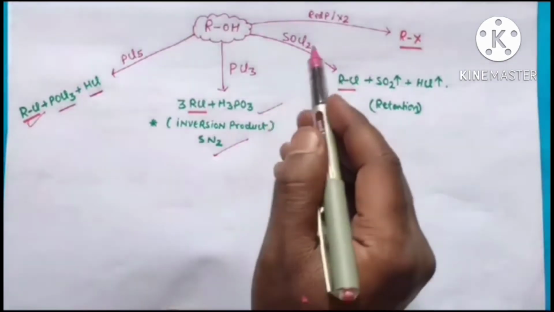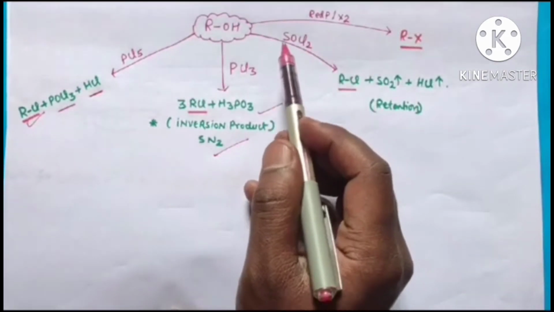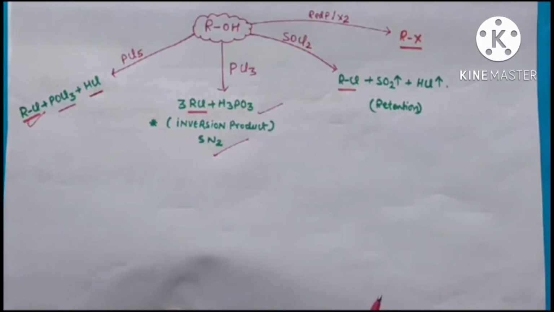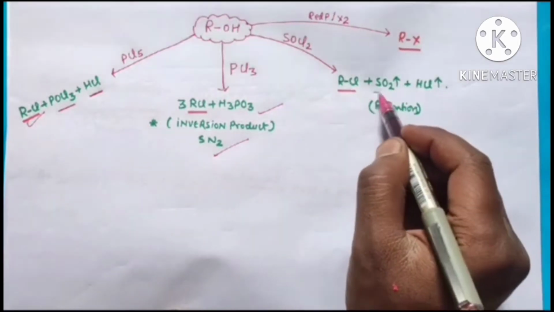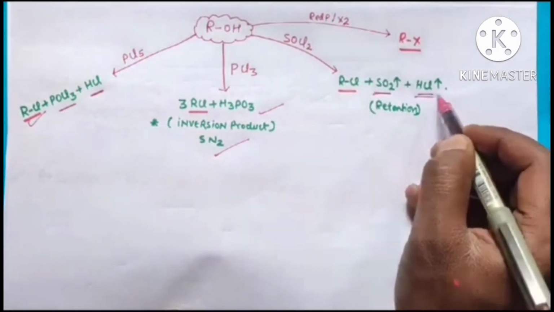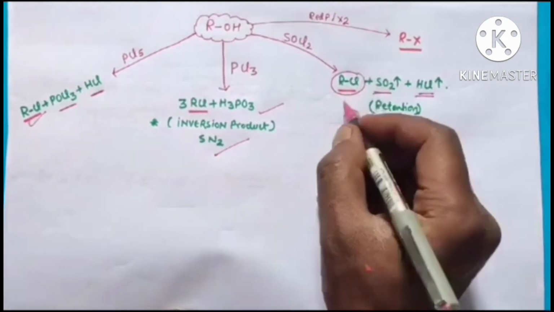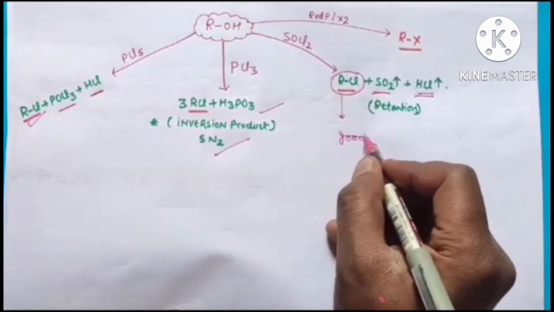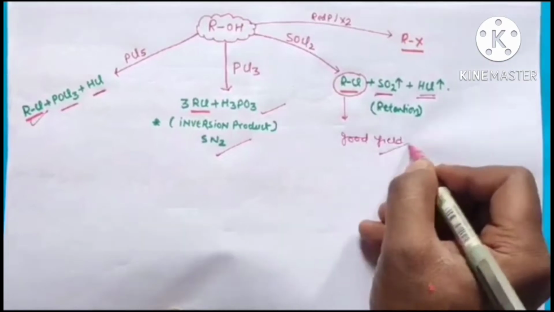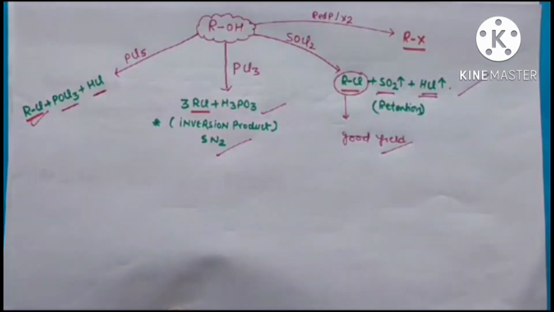This is a very important process. Reaction with SOCl2. This is Darzens' method. The preparation of haloalkanes from SOCl2 is known as the best method because all the remaining species, the byproducts, are in gaseous form. So this RCl will be obtained in good yield, because the byproducts are gases and can be evolved out. So this is Darzens' method, one of the best methods to prepare haloalkanes.